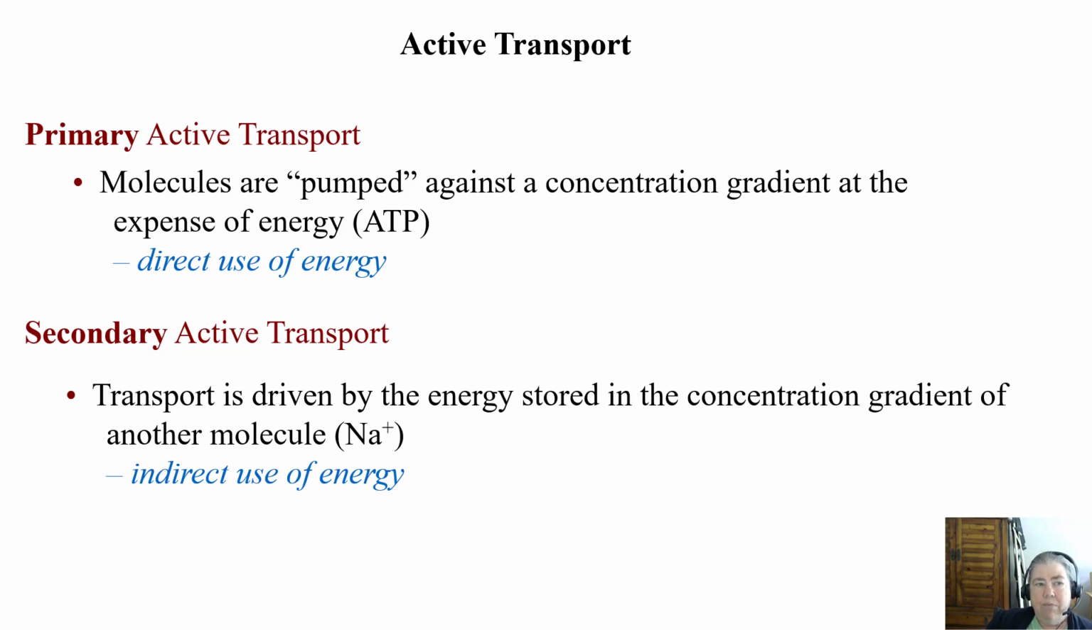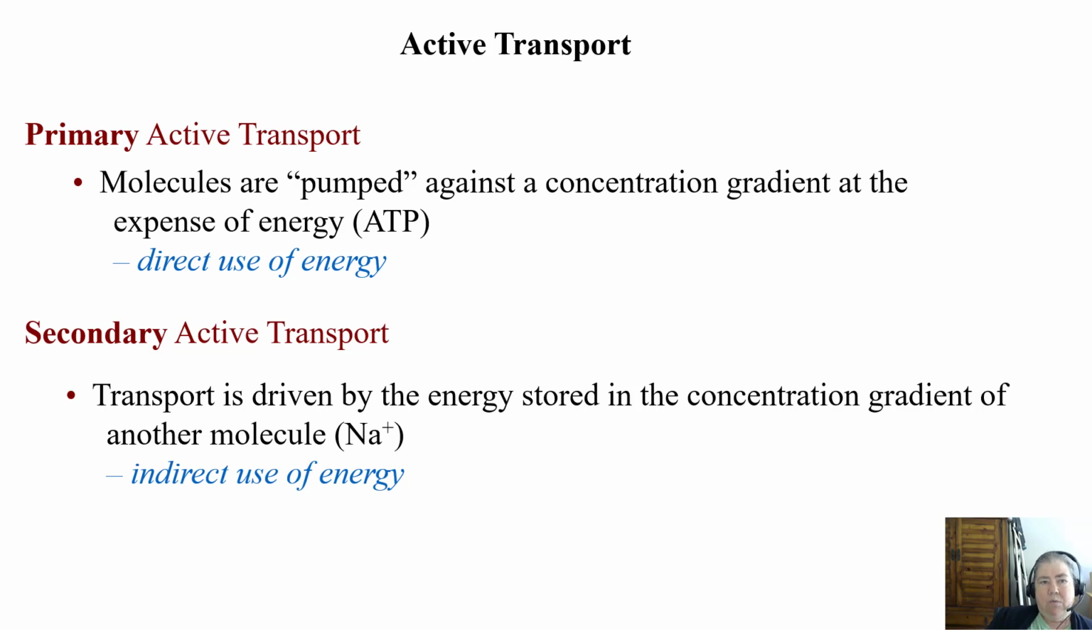The first is called primary active transport, and it directly uses ATP to pump molecules from an area of low concentration to an area of higher concentration, so against the concentration gradient. And that directly uses energy. It costs energy, energy being ATP.